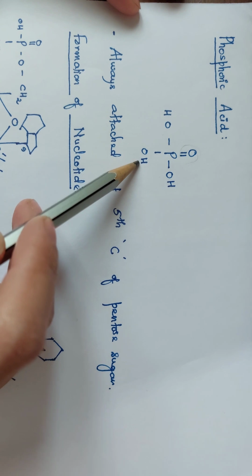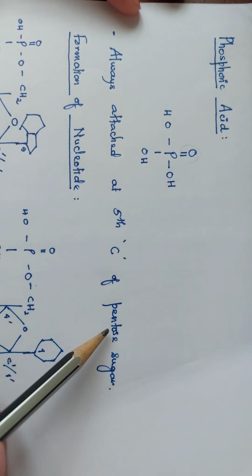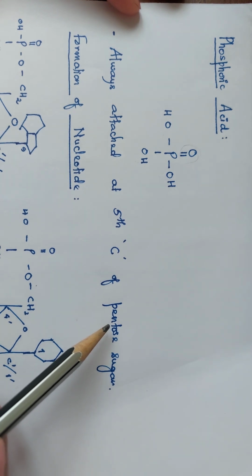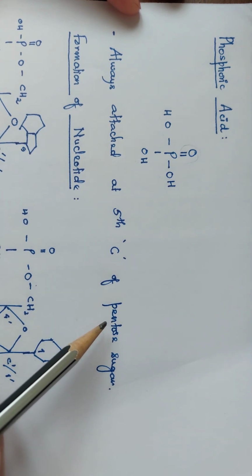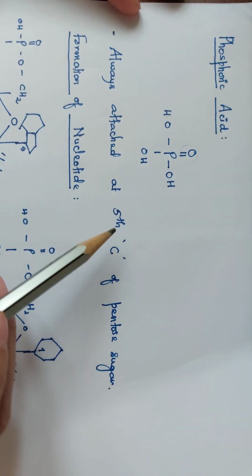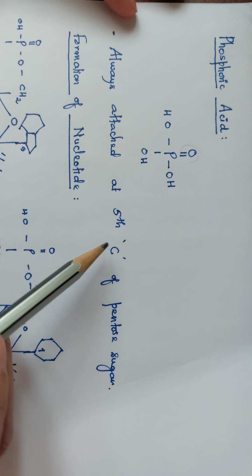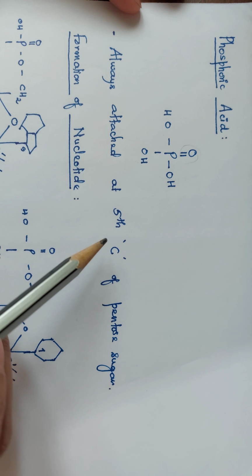Now this phosphoric acid will always be attached at the fifth carbon of the pentose sugar. If you remember, in the last class we said that a pentose sugar consists of 5 carbons. So this phosphoric acid will always be attached at the fifth carbon of the pentose sugar, which was lying outside of the sugar ring. Now, since we know all three components of nucleotides, that is nitrogenous bases, pentose sugar and phosphoric acid, let us try to understand the complete formation of a nucleotide.